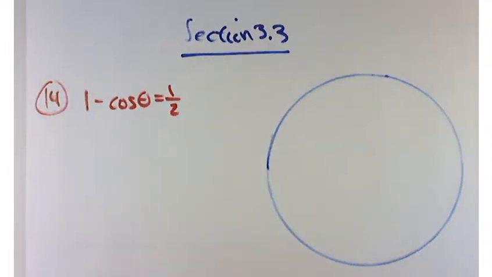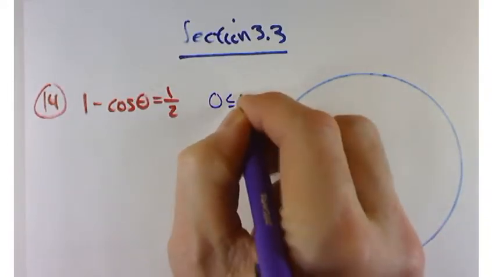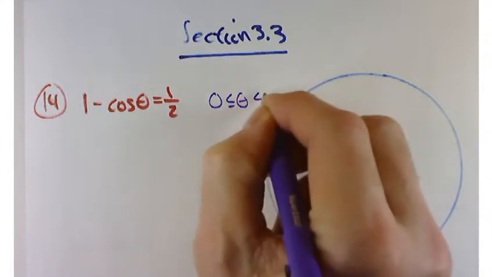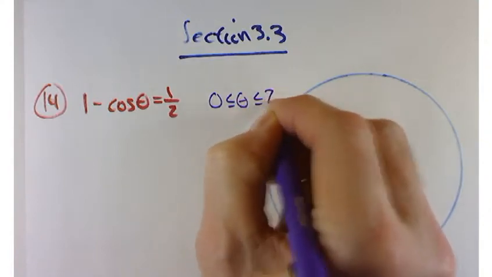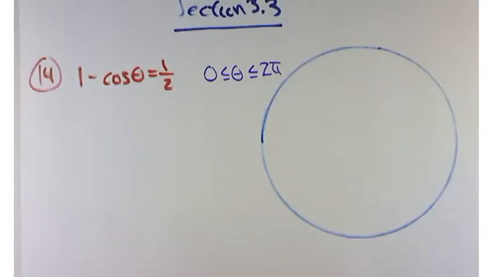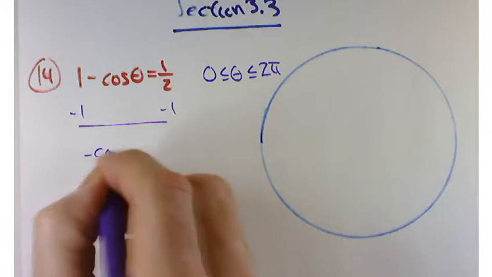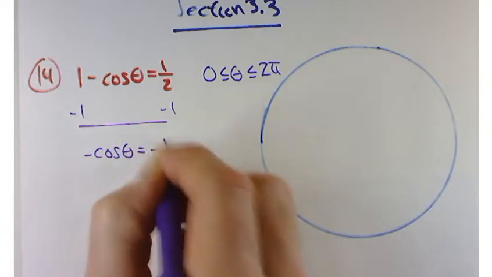Now, typically speaking, we're going to solve these for a certain interval, and that interval is going to be 0 is less than or equal to theta is less than 2 pi. A lot of times it's just less than 2 pi. So we want to get theta by itself. Well, a good way to start would be to subtract 1 and get minus cosine of theta equals minus 1/2.